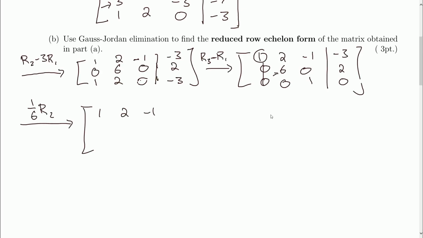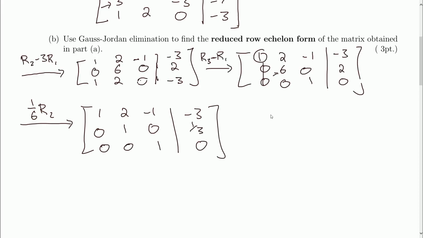1, 2, negative 1, negative 3, 0. Not 6 anymore. Now it's 1, 0. 2 over 6 is 1/3. I get 0, 0, 1 here, and a 0 here as well.